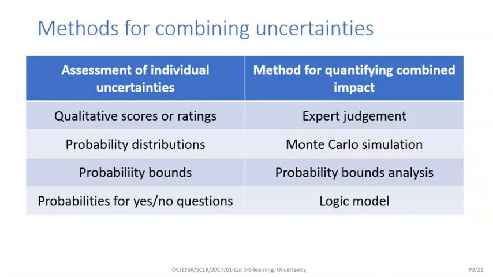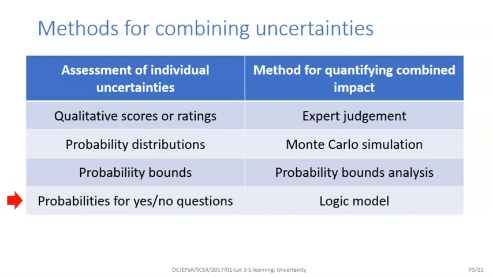The options for combining uncertainties depend on how they were assessed individually. If they were assessed qualitatively, their combined impact should be quantified by expert judgment, because calculations on scores have no defined meaning. Probability distributions are most commonly combined by Monte Carlo simulation, although other options exist. Probability bounds can be combined by probability bounds analysis, which requires only simple arithmetic.